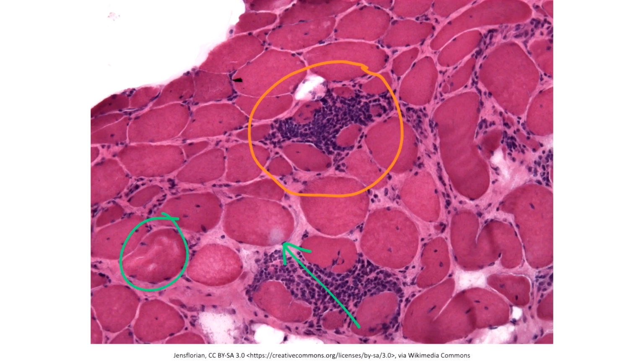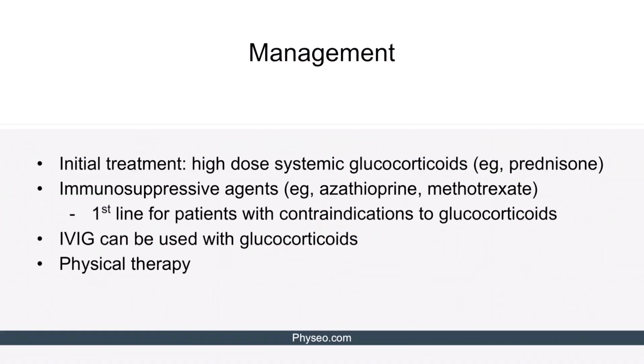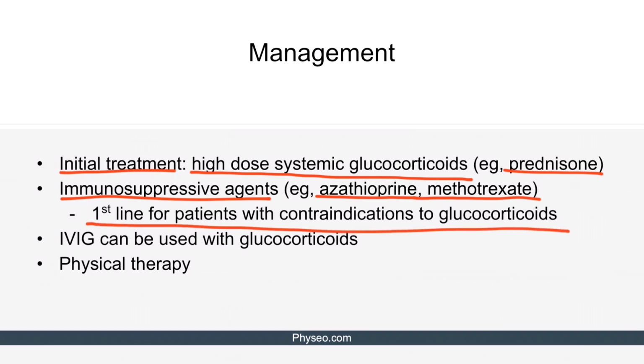The management of inclusion body myositis is the same as other inflammatory myopathies. Initial treatment is with high-dose glucocorticoids, most commonly prednisone, and you can also use immunosuppressive agents as an alternative, such as azathioprine or methotrexate. And again, when would you use those alternative immunosuppressive drugs? Well, if the patient has a contraindication to glucocorticoids.